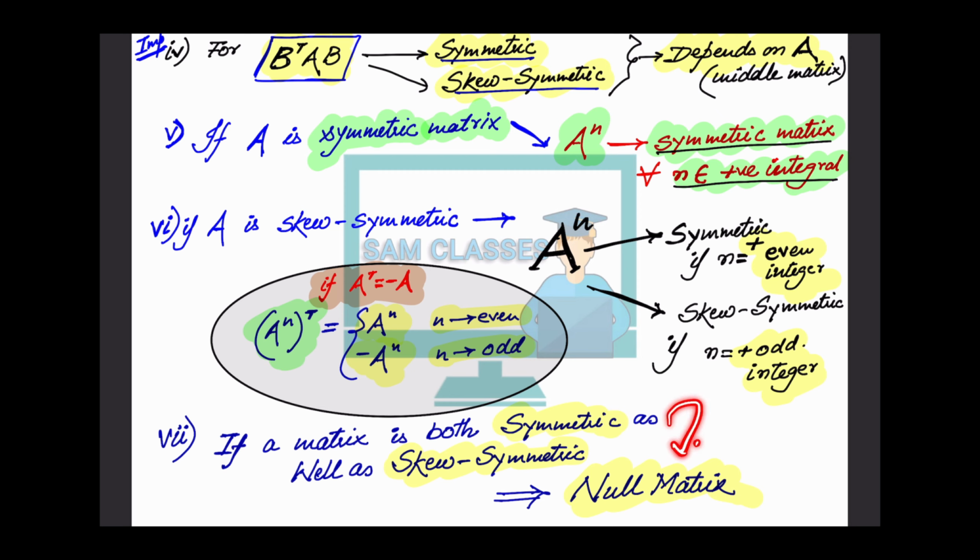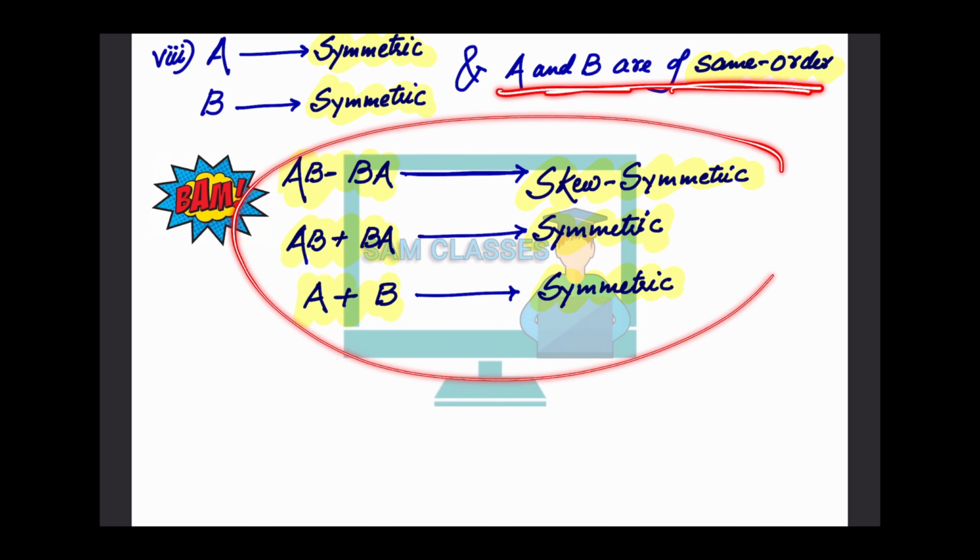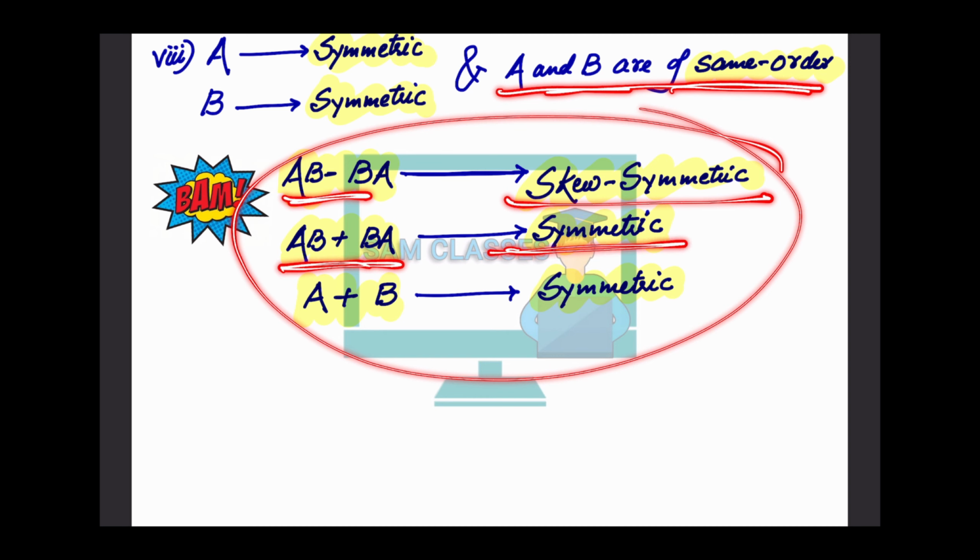If a matrix is both symmetric and skew symmetric, it always has to be a null matrix. Okay, clear? Now, if A is symmetric and B is also symmetric, and A and B are of the same order, then this is a trick. AB minus BA, directly you can say is skew symmetric. AB plus BA will be symmetric. A plus B will always be symmetric. So directly you can go through this.